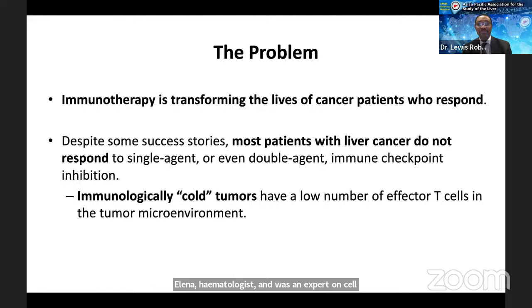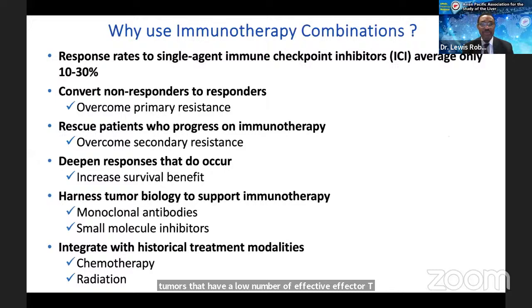So the problem that we have is immunotherapy is transforming the lives of those cancer patients who respond. But despite our success in this area, most patients with liver cancer do not respond to either single agent or even double agent immune checkpoint inhibition. And we find that people have these immunologically cold tumors that have a low number of effector T cells in the tumor microenvironment. And so why do we want to use combinations?